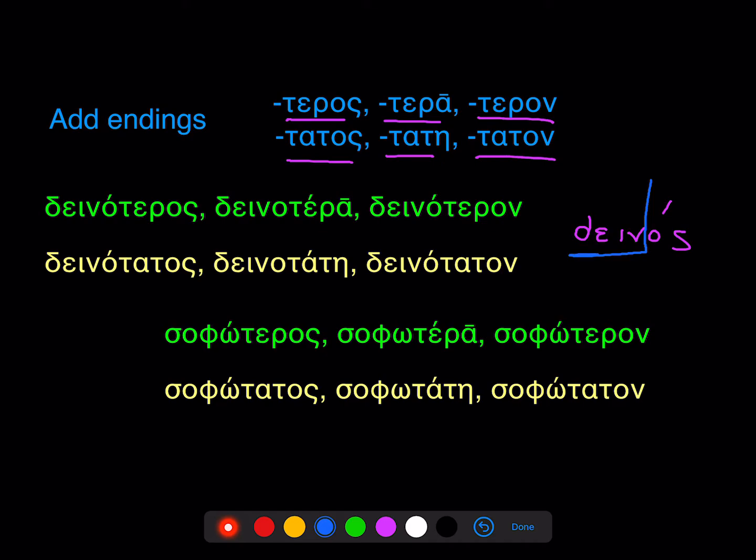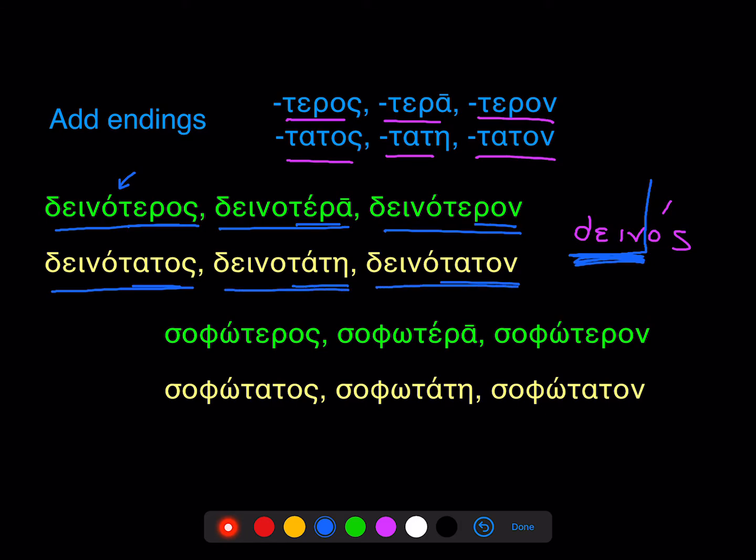And if the last syllable of that stem is long, then we're going to add an omicron before the teros, tera, teron, and tatos, tate, taton endings. So denoteros, denotera, denoteron, cleverer, more clever, rather clever. Denotatos, denotate, denotaton, cleverest, very clever, most clever.